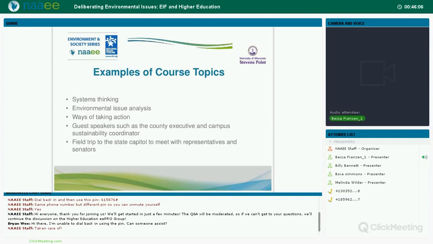They can include our Portage County executive. The mayor has come in the past. We also have our campus sustainability coordinator come in, someone from Citizens Climate Lobby.